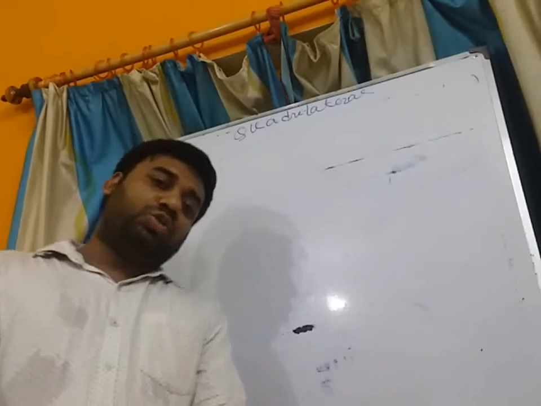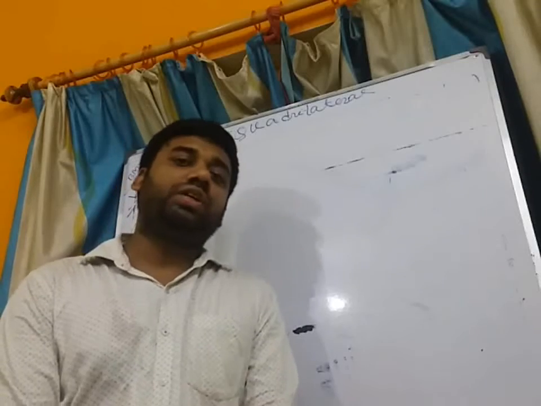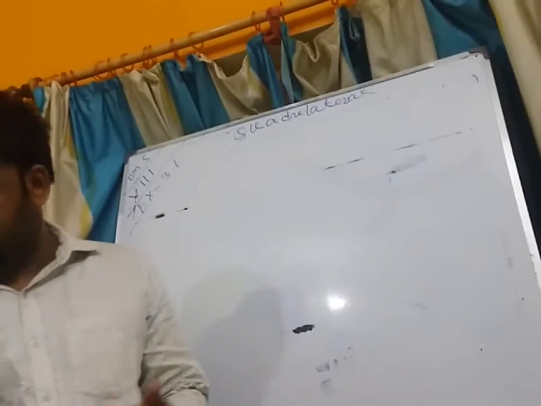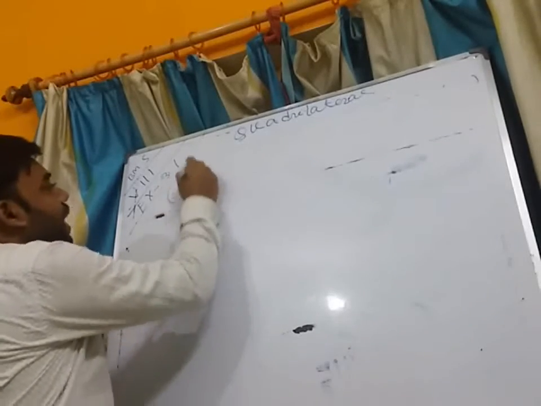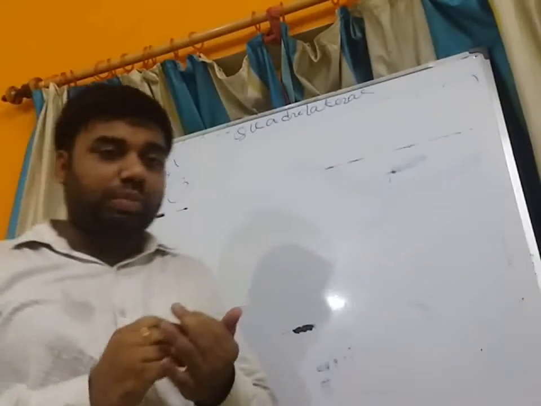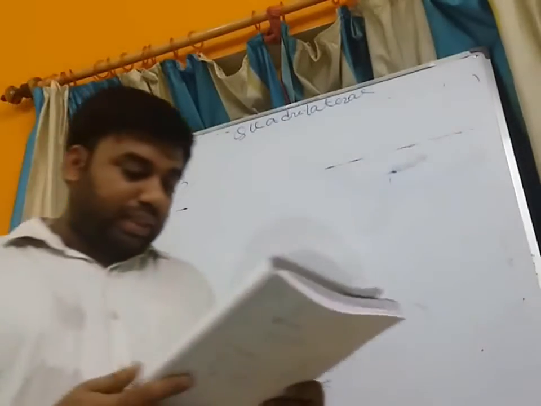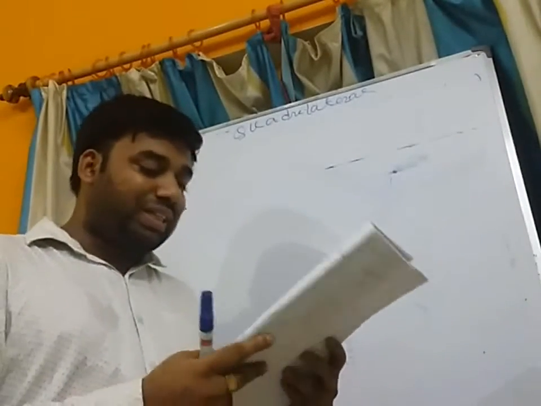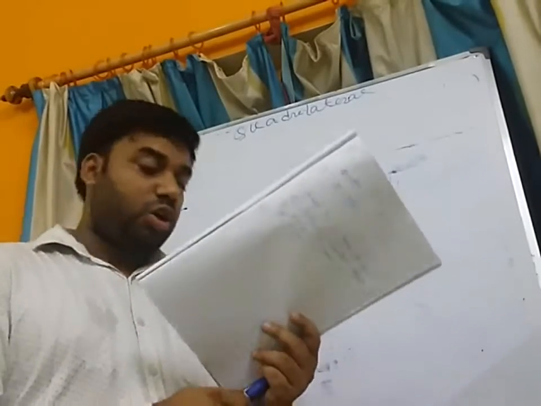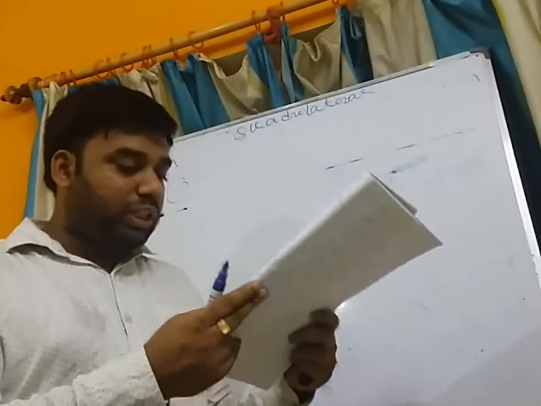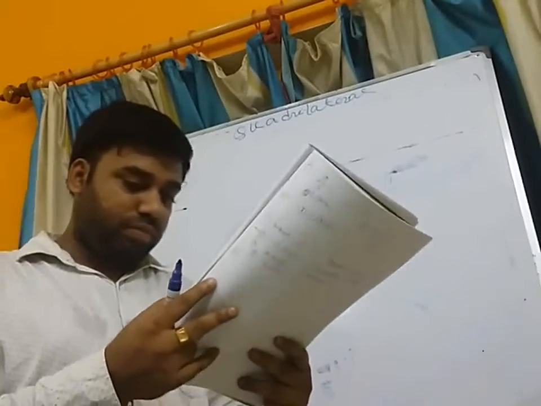Class 8 students, today we will solve Exercise 3.1 of the chapter Understanding Quadrilaterals from sum number 3. In the previous video we solved up to sum number 2. Question number 3 is: what is the sum of the measures of the angles of a convex quadrilateral? Will this property hold if the quadrilateral is concave?